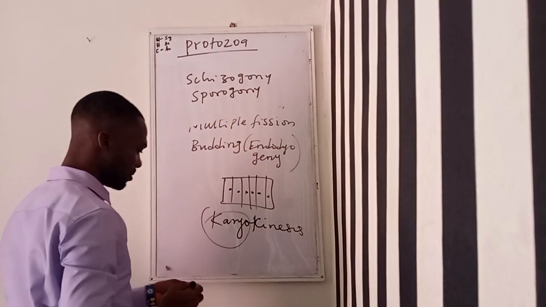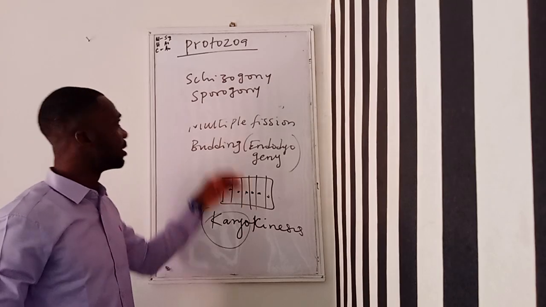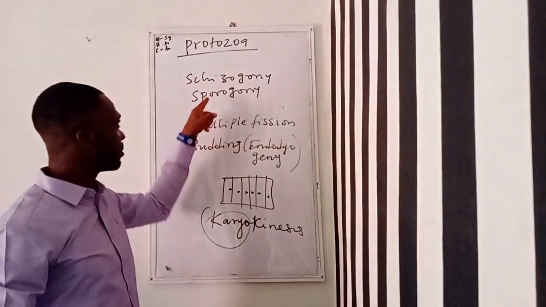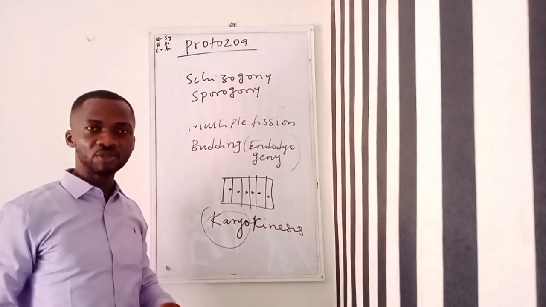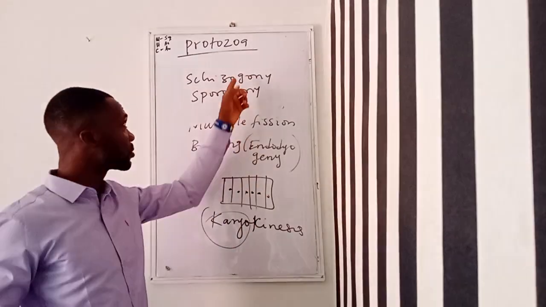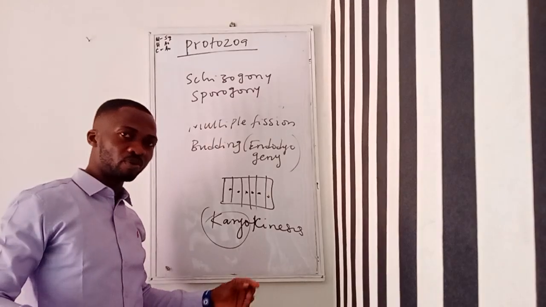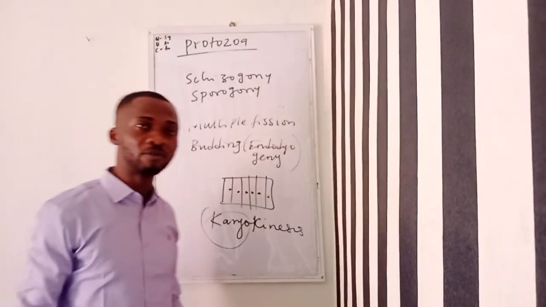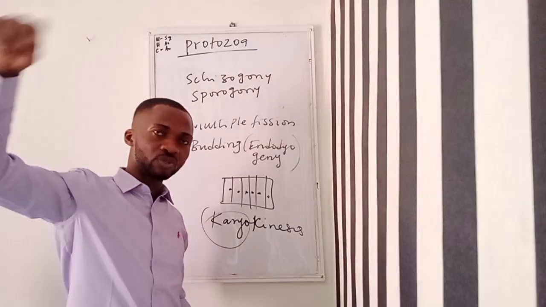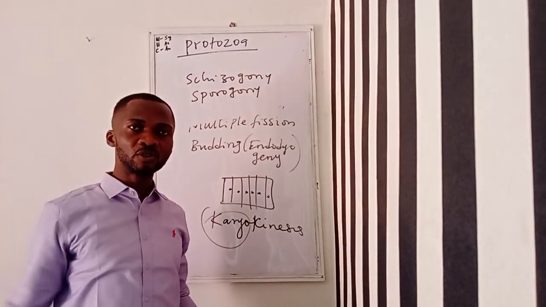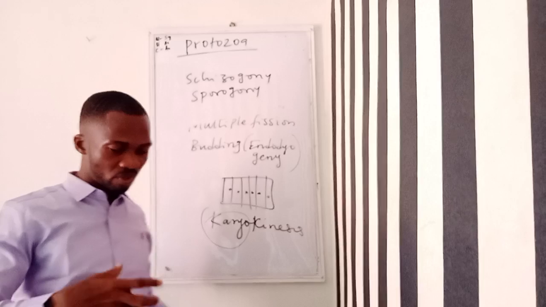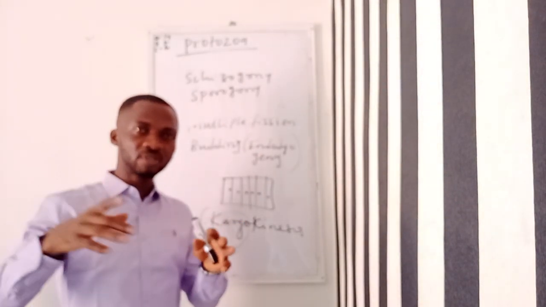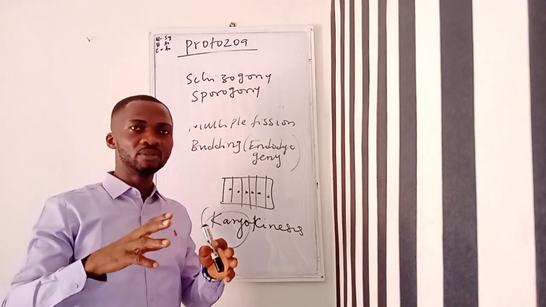But what is the difference between schizogony and sporogony? Schizogony occurs before sexual reproduction, whereas sporogony occurs after sexual reproduction. Just like I explained in the life cycle of Plasmodium, it begins with schizogony, then we have the sexual phase before sporogony. And sporogony occurs when the sporozoites begin to divide within the oocysts.